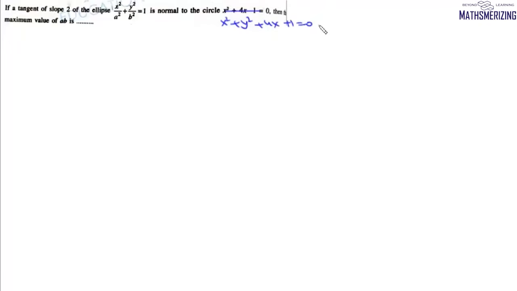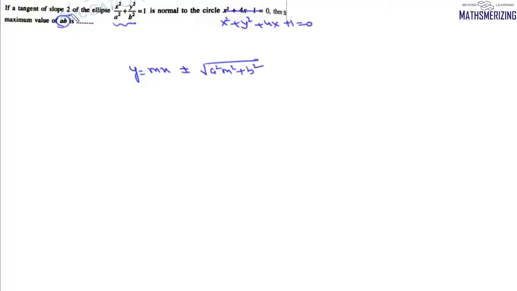Now here the question is, if a tangent of slope 2 of the ellipse x square upon a square plus y square upon b square equals 1 is normal to the circle x square plus y square plus 4x plus 1 equals 0, then we need to find the maximum value of ab. Now we already know that the equation of a tangent to any ellipse is given by y equals mx plus minus under root of a square m square plus b square.